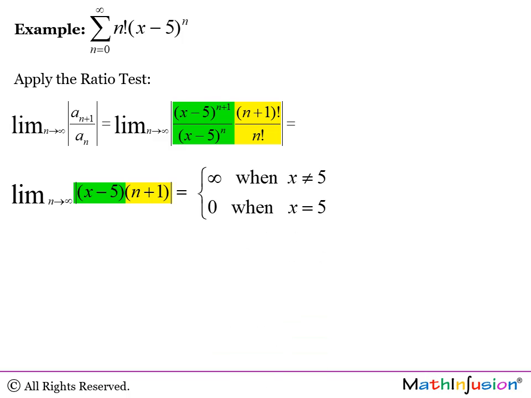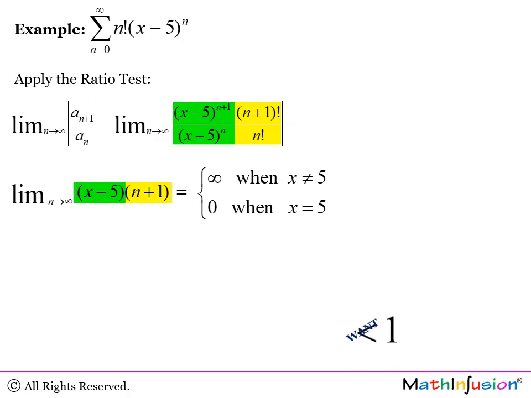We have two possibilities here. When x is not 5, this is the limit of a constant times n plus 1, which is infinity. When x equals 5, this is the limit as n approaches infinity of 0 times n plus 1, which is just the limit as n approaches infinity of 0, which is 0.